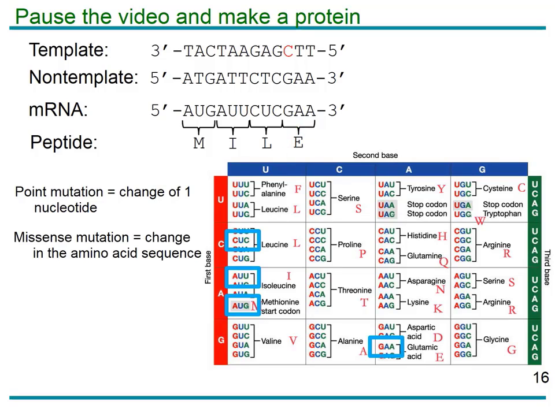So we still have a point mutation, right? We changed our T to a C, we changed one nucleotide, but this is now a missense mutation. It's a missense mutation because we've changed the amino acid sequence.